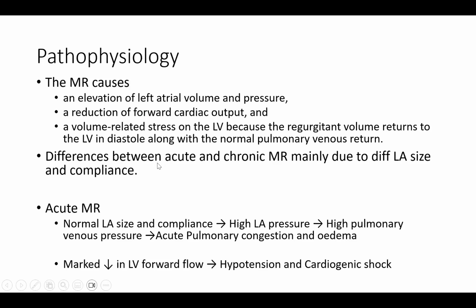But there are differences between acute and chronic mitral regurgitation, like I mentioned, mainly due to left atrial size and compliance. In acute MR, you have a normal atrium, whatever size it's used to, and the compliance is as it's used to. Suddenly there's high atrial pressure, high pulmonary venous pressure, and acute pulmonary congestion and edema. So this underscores how they present clinically. Also, there's a marked decrease in forward flow because much of it is going back into the left atrium, which can lead to hypotension and cardiogenic shock. So acute MR presents very dramatically.